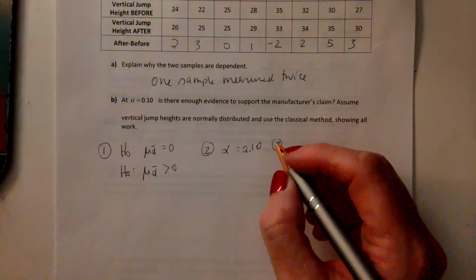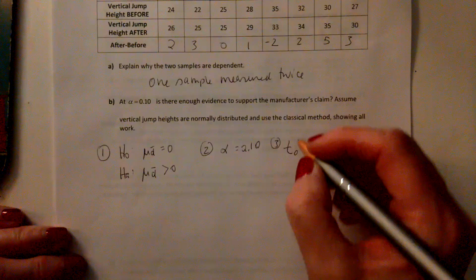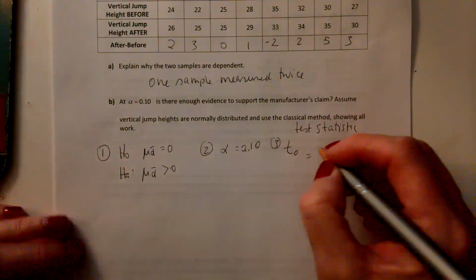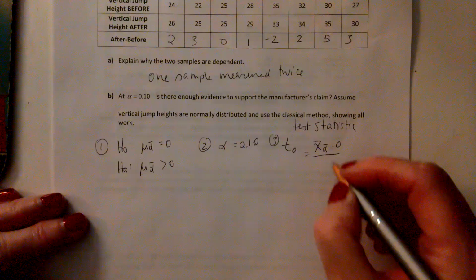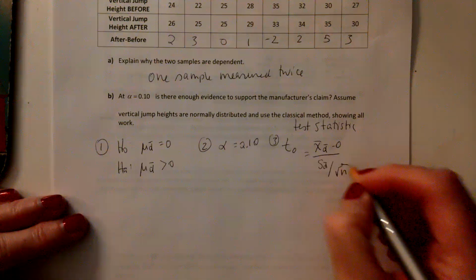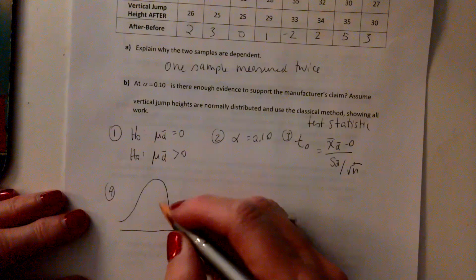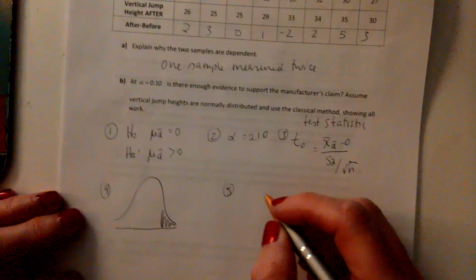And because this is differences in means, we're using a t. So our test statistic is a t0. And that's equal to the average of the differences subtracting 0 divided by the standard deviation of the differences divided by the square root of n. And then our picture, because it's a greater than, it's a right-tailed test. And then this is our danger zone here.